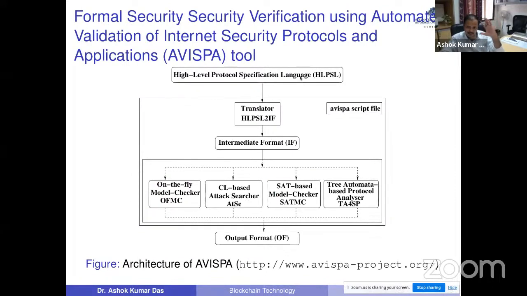So what this does is, once you have an HLPSL language implementation, that will be translated using HLPSL to intermediate format code. Just like, for example, a C program, you compile using the C compiler, you get the a.out assembler output file, and if you run it, you get the output. Just like that, you have the intermediate format. If you feed the intermediate format to any one of the backends, that will give the output format. The output format will precisely tell whether your scheme is safe or unsafe.